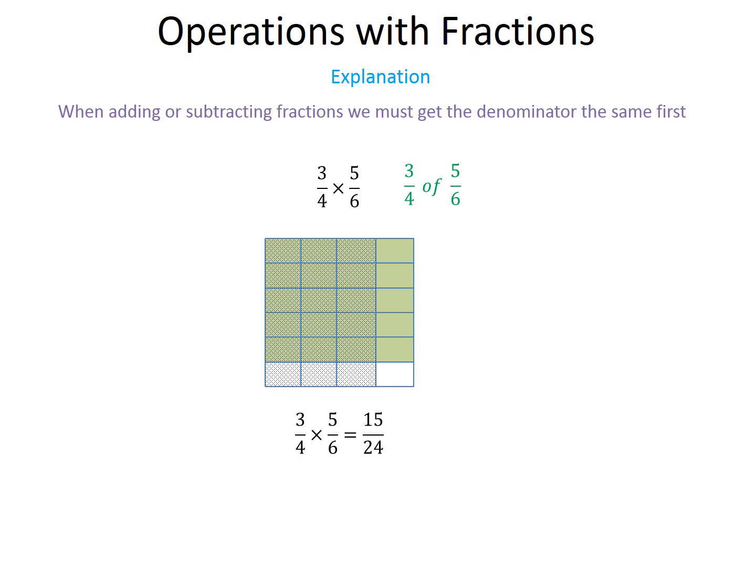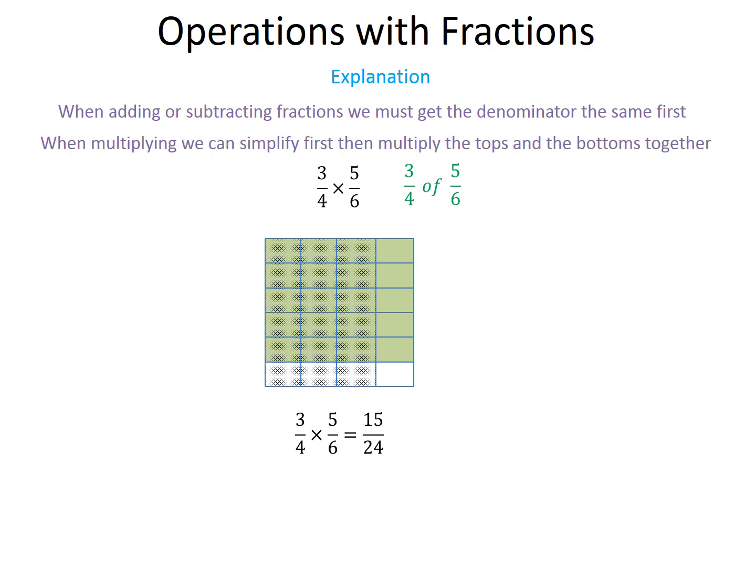15/24. Now notice that all we've had to do is multiply the top ones together and the bottom ones together. And so when you're multiplying, you can simplify first, which we'll get to in a moment, but we end up multiplying the tops together and the bottoms together.